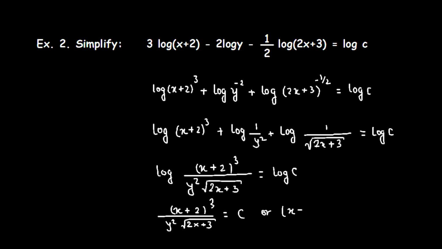Or we can simply rewrite it as (x + 2)^3 = c y^2 √(2x + 3).